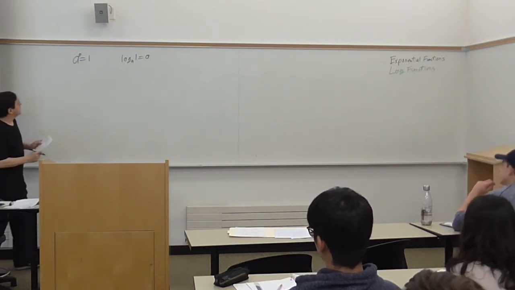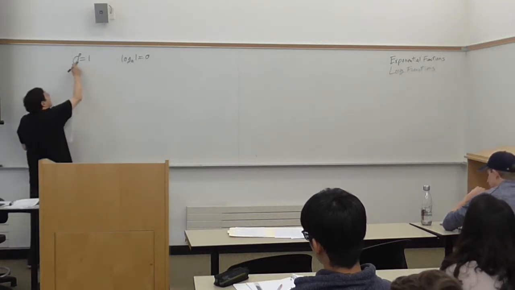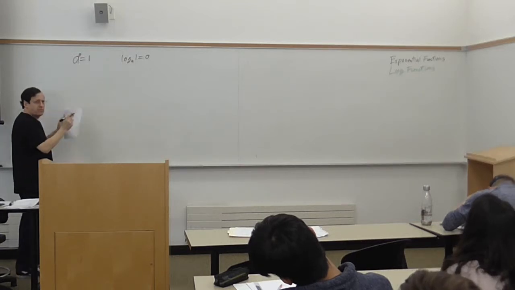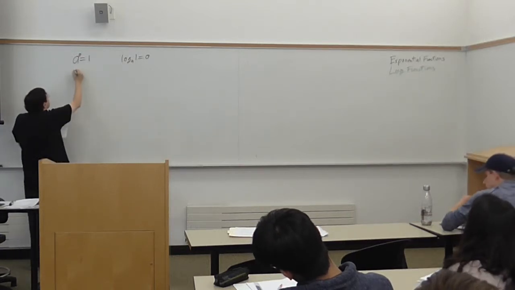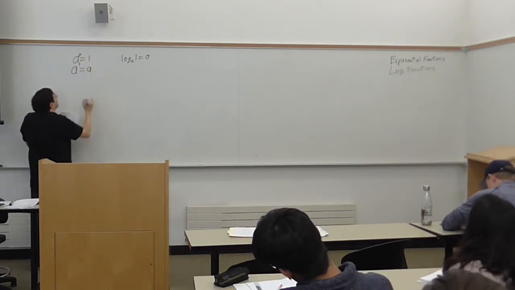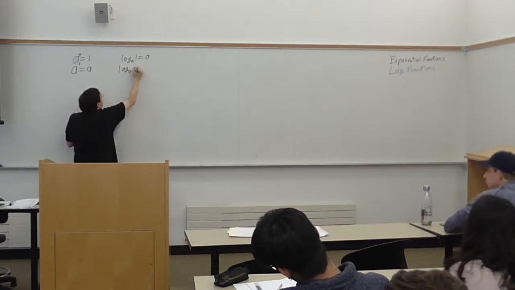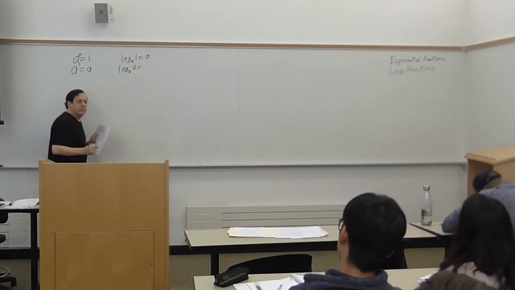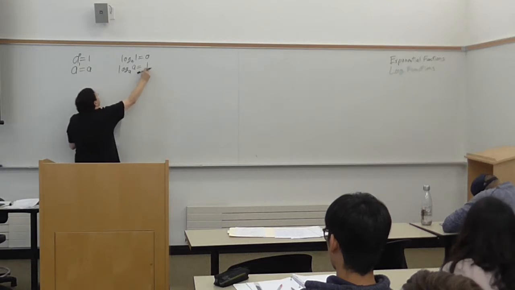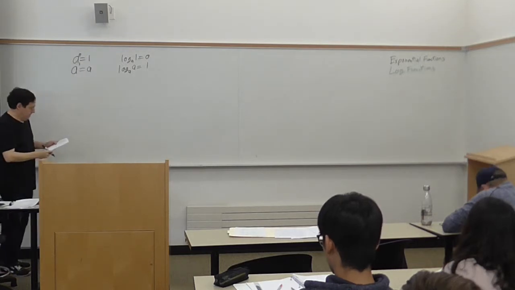Okay, yeah, the log to any base of 1 is 0 because any number to the 0 is 1. Right? A to the 1 is equal to a. That tells me that the log to the base a of a is always 1. Remember, this is an exponent. A to the 1 is a. A to the 0 is 1.